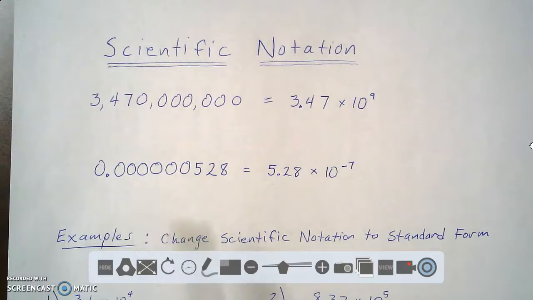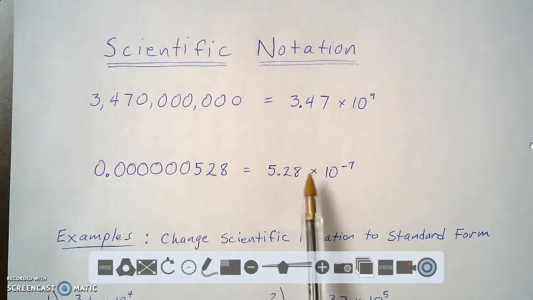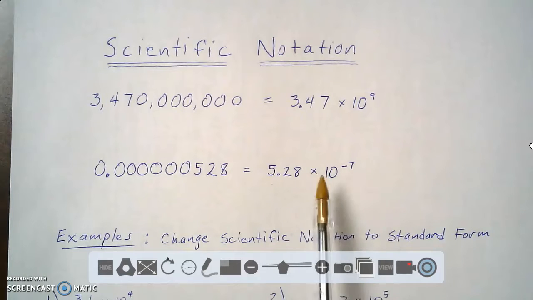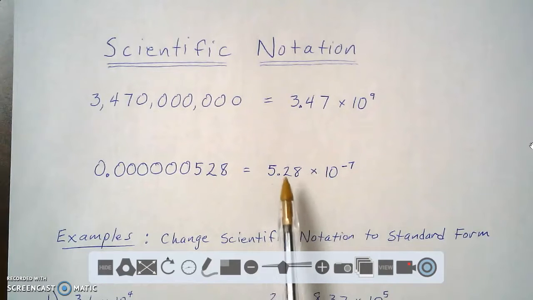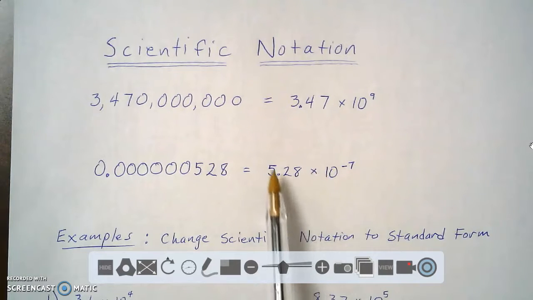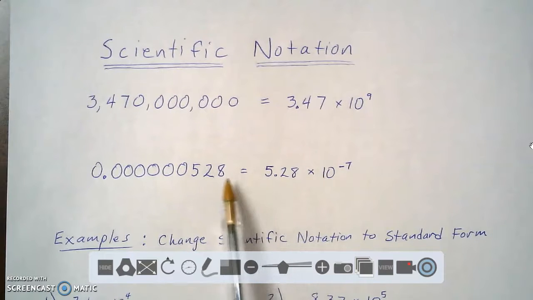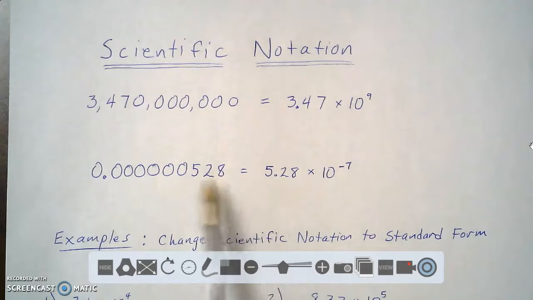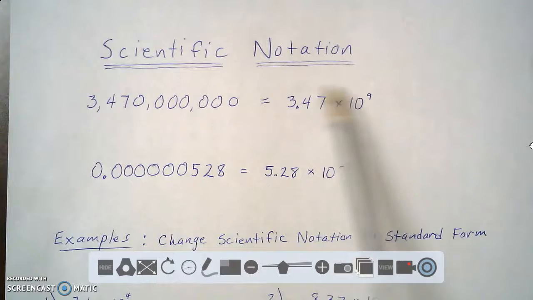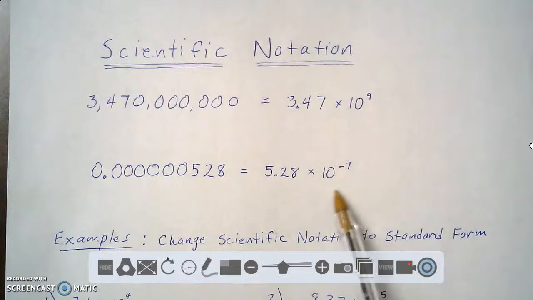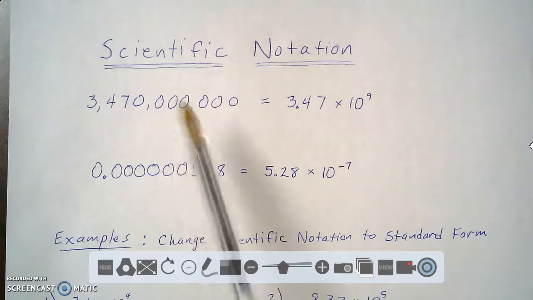And the same with this very small number. A negative exponent means I'm dividing by 10 7 times. Multiplying by 10 to a negative power is the same as dividing by 10. So if I move this decimal point 7 places to the left, it hops over 7 places, I would have that number. So our job today is to write numbers from scientific notation into standard form.